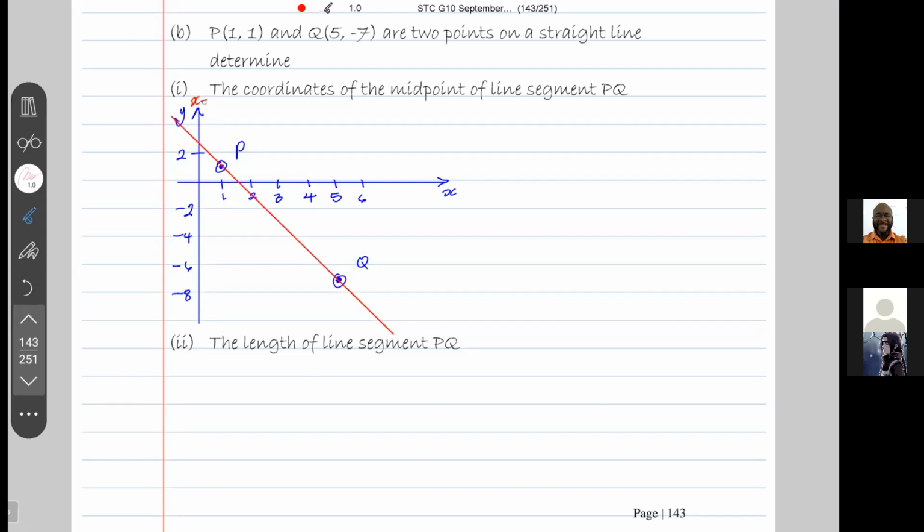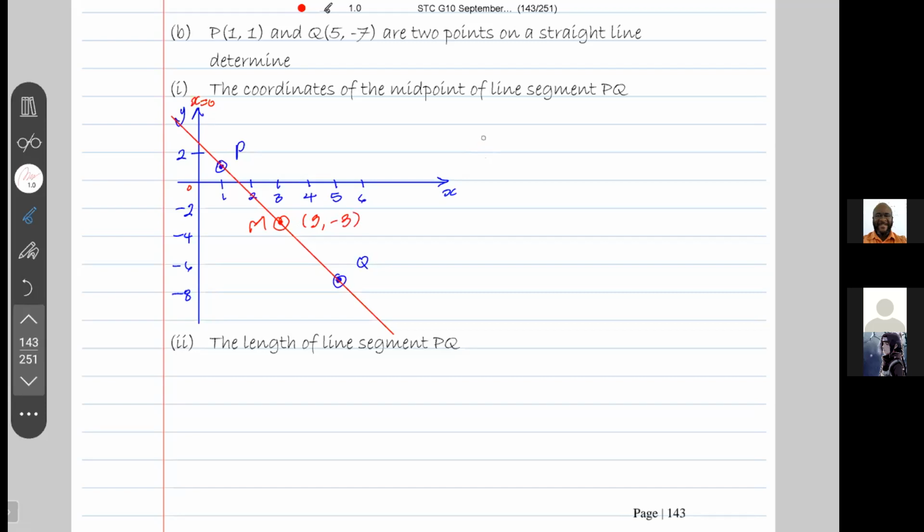This is the line x is equal to 0. This is the origin. Now, the first thing we're asked to do is to determine the coordinates of the midpoint of PQ. Now, the midpoint of PQ looks like it's here. The middle of PQ looks like it's here. This is M. It's the middle. And this is the point 3, minus 3. Let us see if calculation agrees.